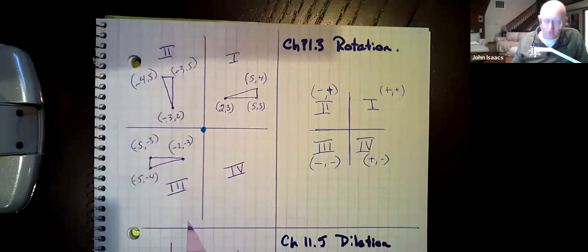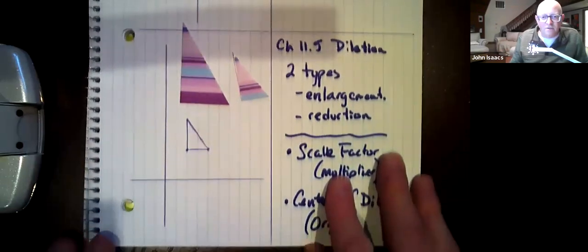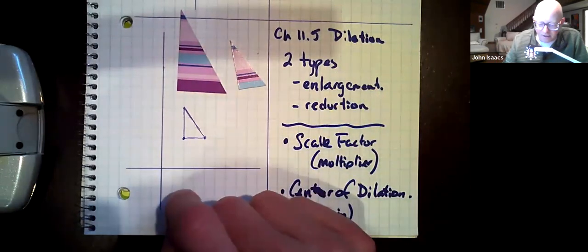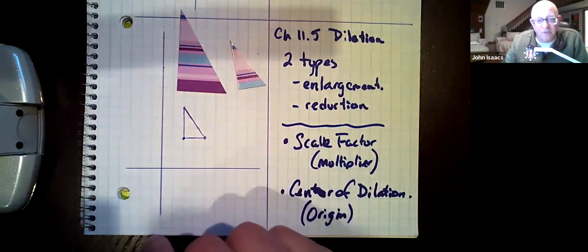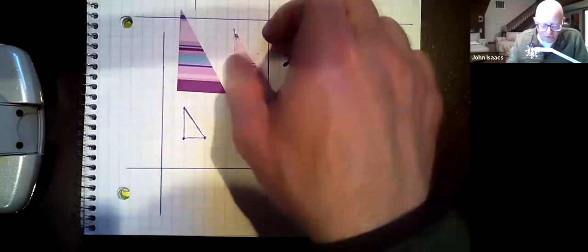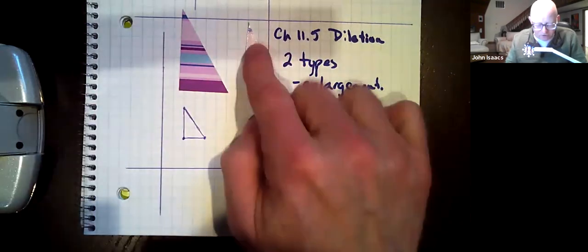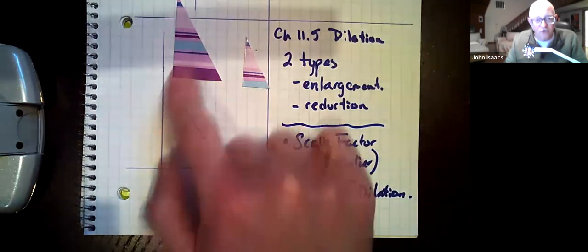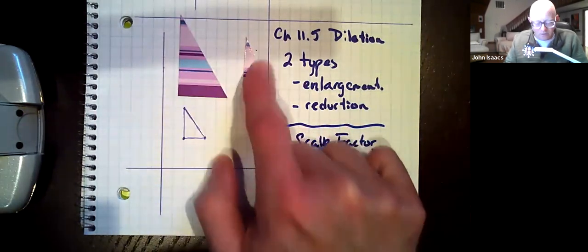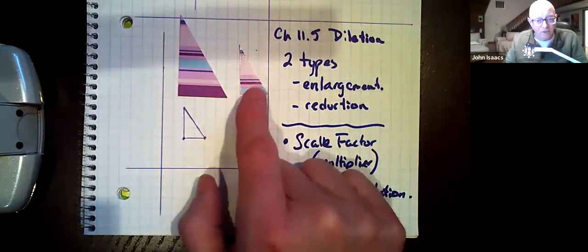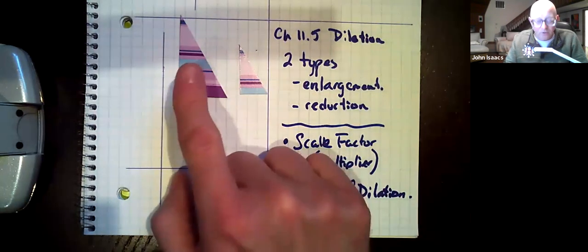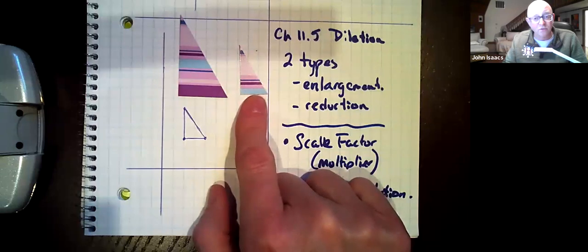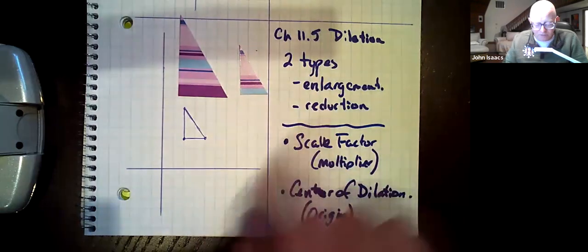All right, so this section we're going to talk about dilation. So the term dilation, D-I-L-A-T-I-O-N, means to make something a different size. So if you have two figures that are similar, these are two similar triangles. If you started with this one, you could enlarge the triangle, you could dilate it, you could make it larger. The type of dilation would be an enlargement. Or if you had this triangle, you could dilate it, make it smaller into this one. This would be called a reduction. So there's two types of dilations.